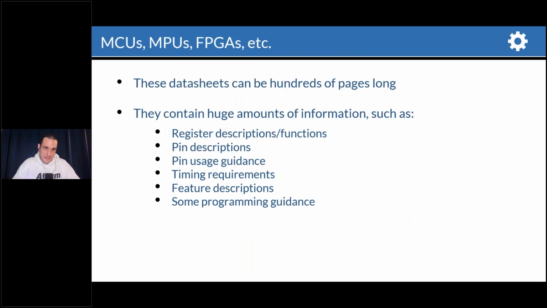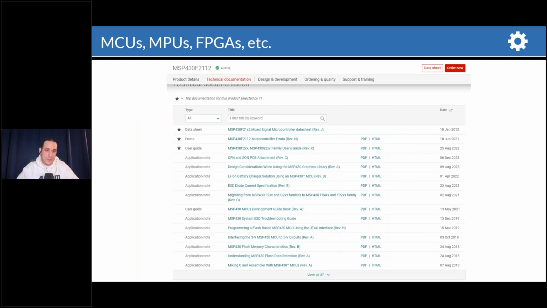Next, we get to the fun stuff. Microcontrollers, microprocessors, FPGAs, those types of components. So these data sheets are huge. They can be hundreds of pages long. They contain huge amounts of information such as register functions, pin descriptions, some guidance on pin and interface usage. If you're looking through a data sheet for any of these components, you'll see tons of graphs showing timing requirements. You'll see a lot of information on feature description, and you'll see a little bit of programming guidance. Unfortunately, if you look in a data sheet, the programming guidance tends to be pretty minimal.